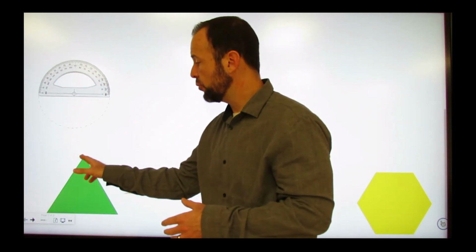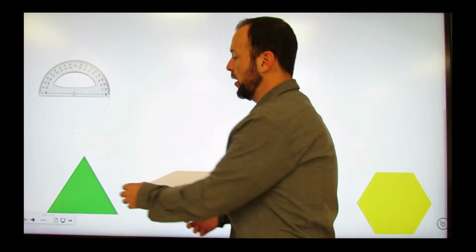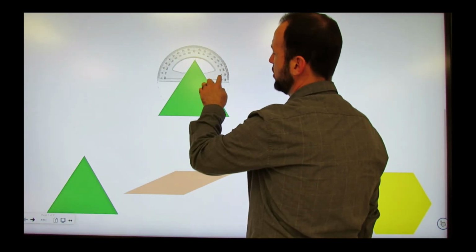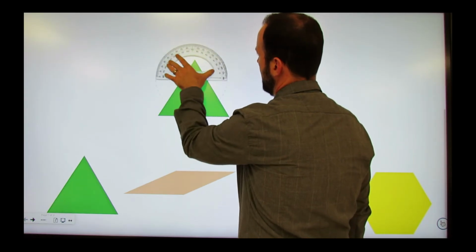So we're saying that each one of these angles here should measure 60, but how could we verify that? How could we actually check that to make sure that it's true? There's a couple different ways that we could do that. One is if I brought out a triangle here and I brought out my protractor, I could put my protractor over the top and I could measure that angle.